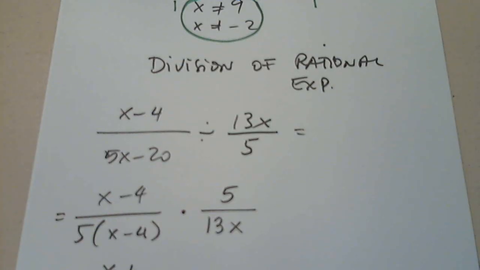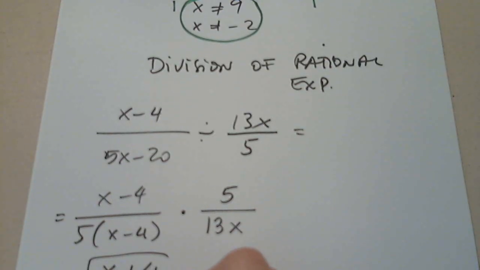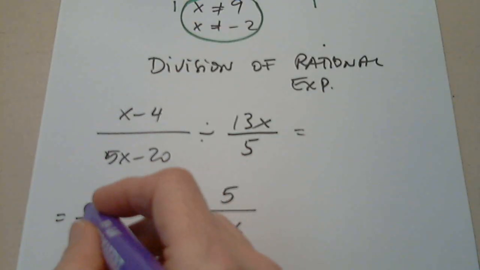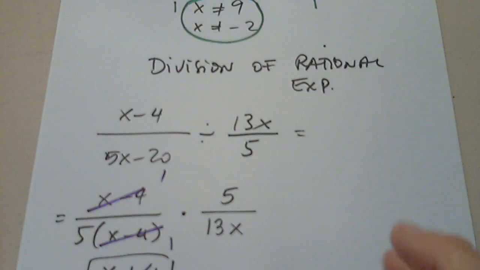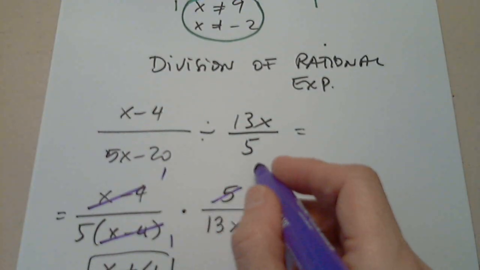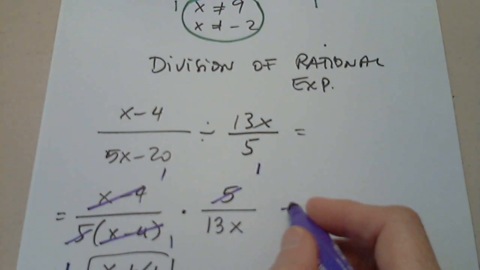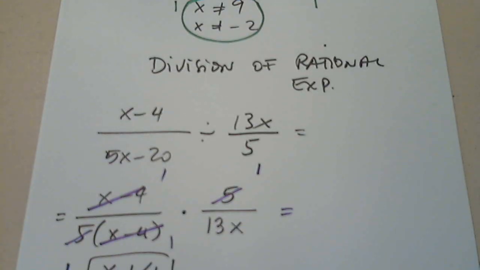It can't be 4 or 0. It cannot be 4 or 0. Now I'm allowed to simplify. I'll simplify a factor of x minus 4 with a factor of x minus 4, a factor of 5 with a factor of 5. Please write 1 so you don't think that it's 0 at the top.